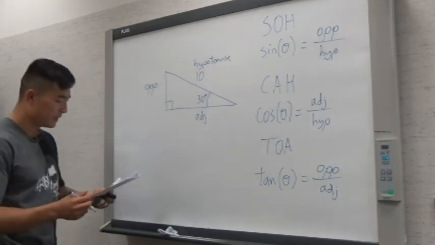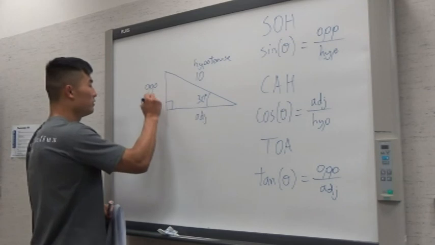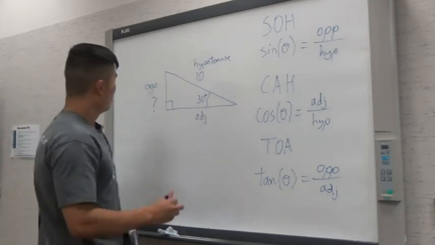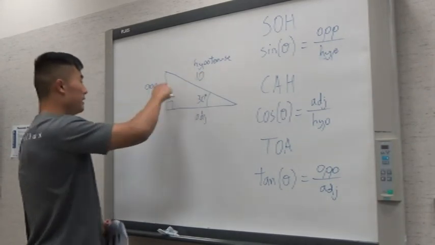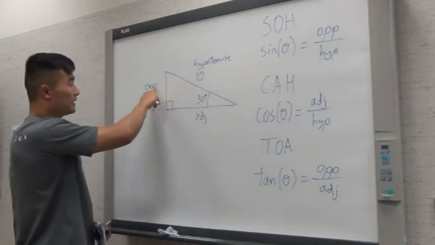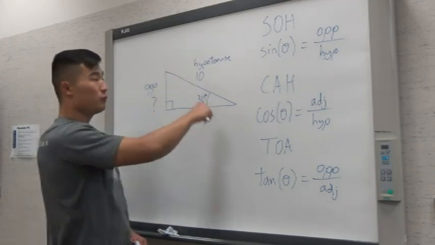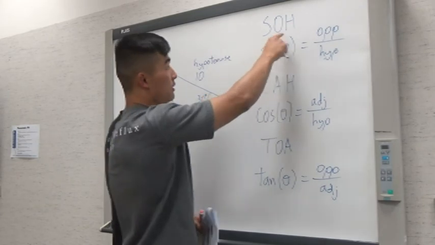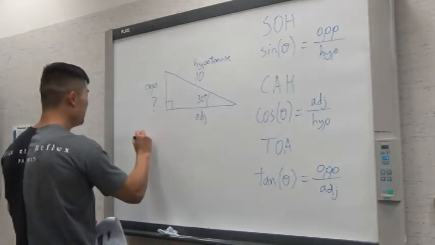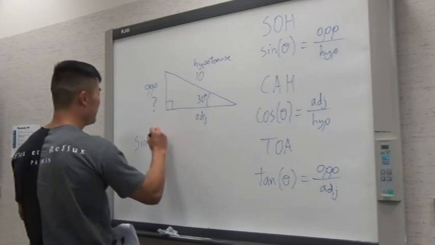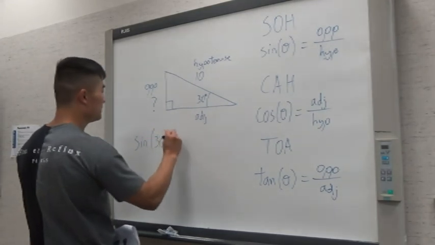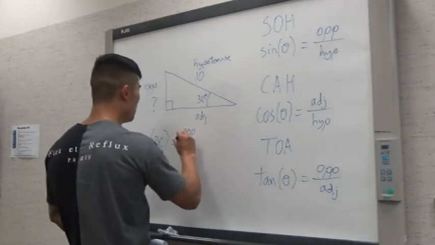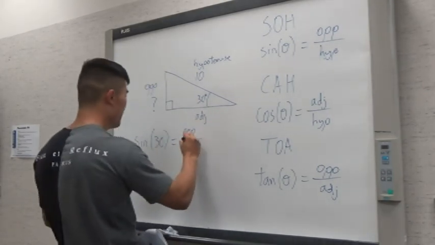So this time we want to find out what the opposite side is, so the length of the opposite side. So we've been given the hypotenuse and we want to find out the opposite. So that's O and H. We find the one that has O and H. That's going to be SOH. So we're going to use the sine of theta, and our angle of 30 degrees is equal to our opposite, which we don't know, over our hypotenuse, which is 10.